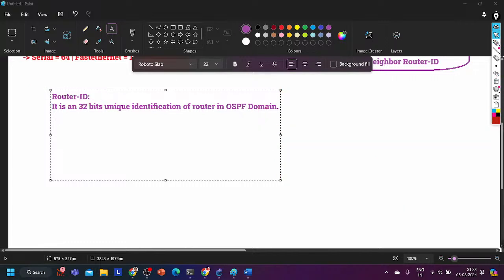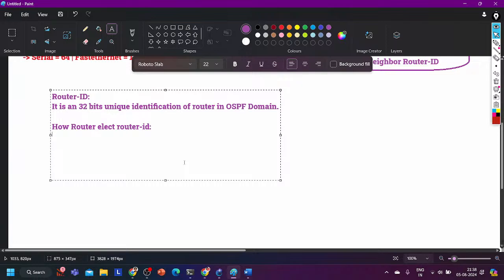Right? So it is the unique identification of a router in the OSPF domain. If we have 100 routers in the OSPF domain, all 100 routers will have a unique router ID. Now how to configure the router ID? How does the router elect the router ID? So two options.